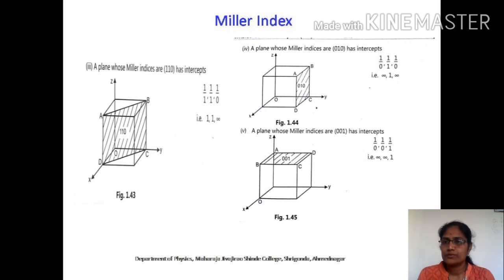Therefore, it is easy to draw a Miller plane with the help of the Miller index given. It means that you have to show a plane which will intercept only the z axis as shown in figure A, B, C, D in figure 1.45.